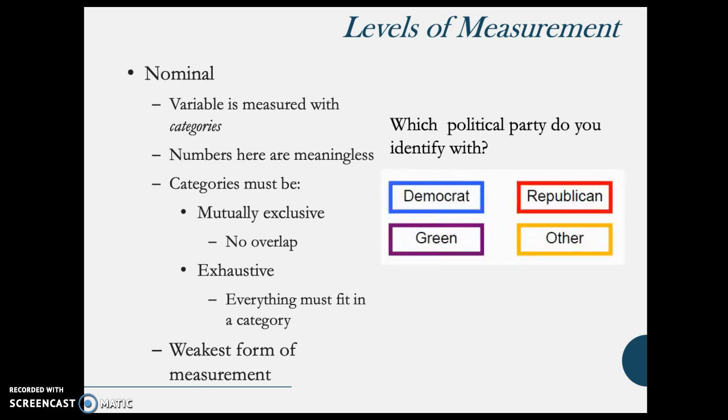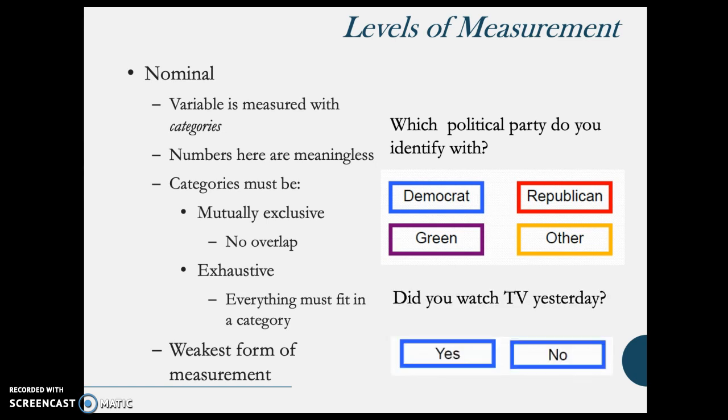I have an example here. Usually we ask in a survey, which political party do you identify with? Democrat, Republican, Green Party, or other. So you see all the options are here. If you don't identify with any of these parties, you can click on other. And there's no overlap between Democrat and Republican. If you don't feel like you belong to either Democrat or Republican, then you can click other. But you cannot click on Democrat and Republican at the same time.